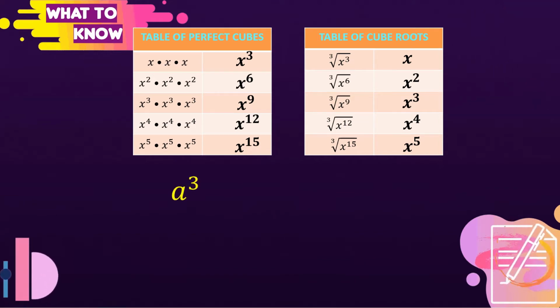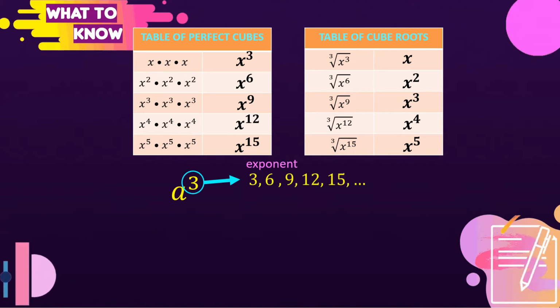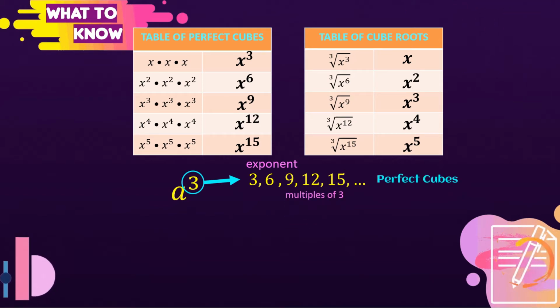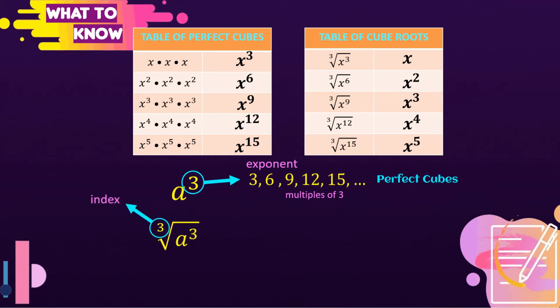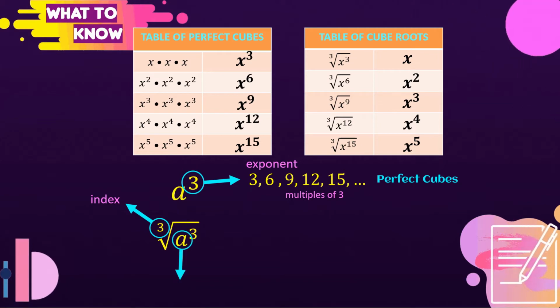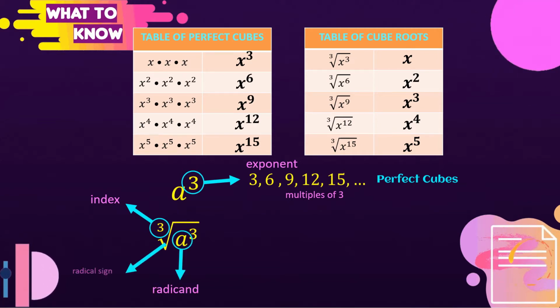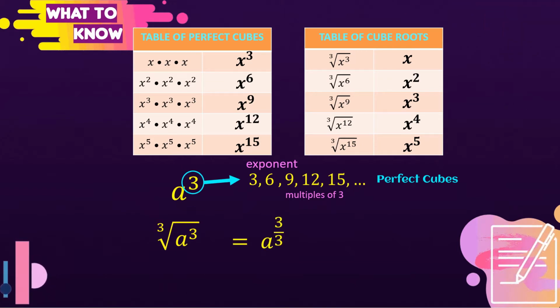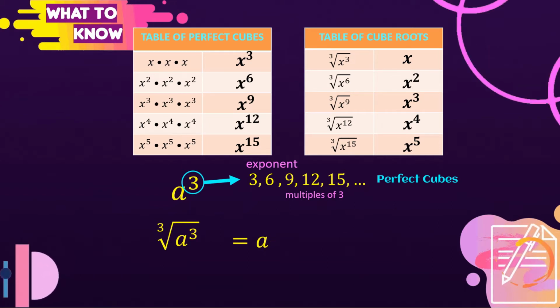In the expression a cubed, 3 is the exponent. So if the exponents are 3, 6, 9, 12, 15, and so on and so forth, or multiples of 3, they are considered perfect cubes. So in the given cube root of a cubed, 3 is the index from the word cube, a is the radicand, and we have the radical sign. Cube root of a cubed is equal to a to the power of 3 over 3, or a to the first, or just simply a. So therefore, cube root of a cubed is equal to a.